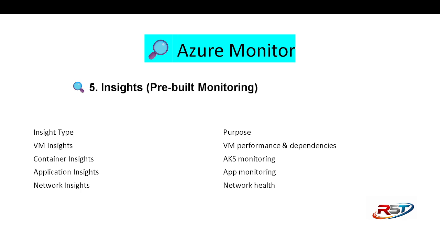Insights. What insights can we monitor? VM Insights is used for VM performance and dependencies. Container Insights is used for AKS, Azure Kubernetes Service, monitoring. Application Insights is used for app monitoring. Network Insights is used for network health. These kinds of insights we can configure in Azure Monitor.